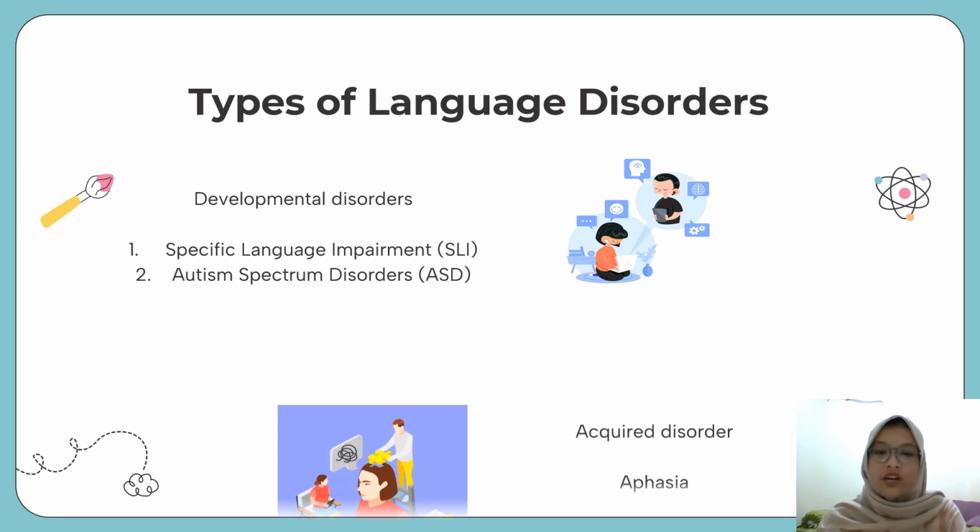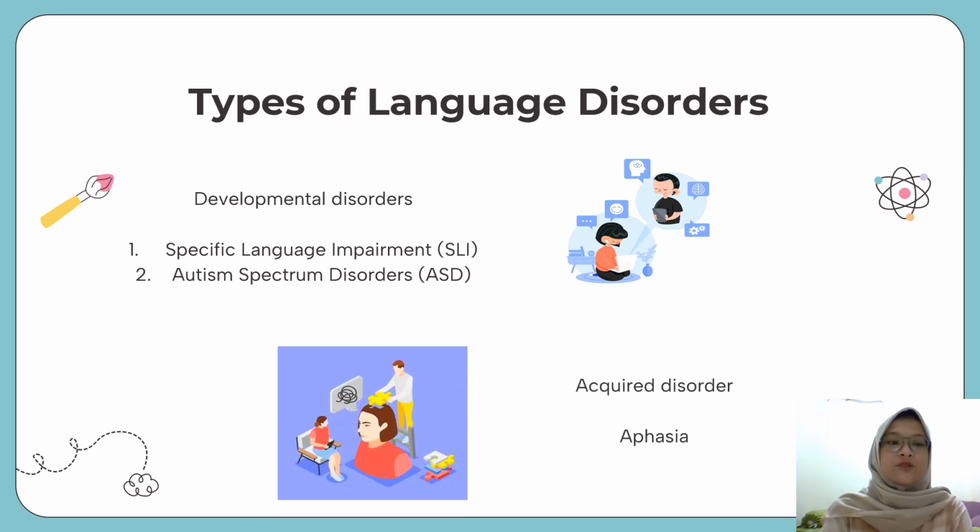And second one is acquired disorder. This is the kinds of disorder that happens after a person already know or understand the language. We know as aphasia. Aphasia usually caused by brain damage like stroke. So in this topic, our main topic is we're going to talk about aphasia.